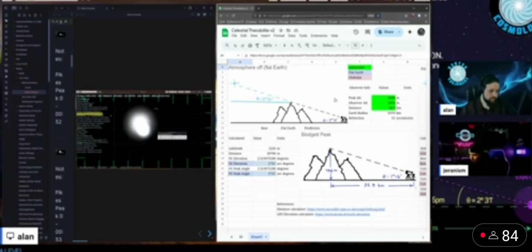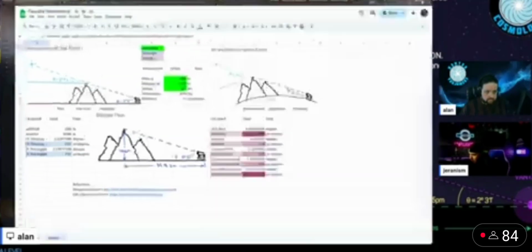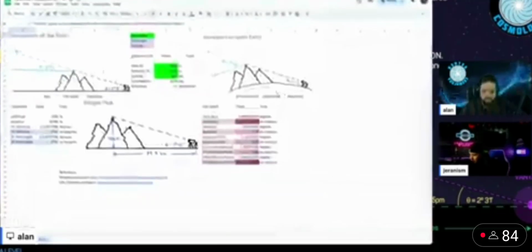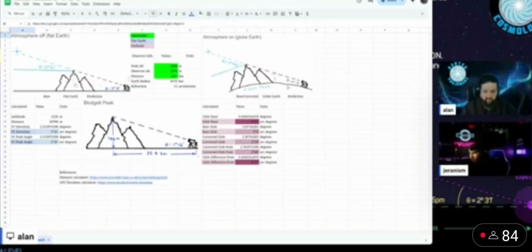You're just using straight the height of the mountain and the distance that you're from it and saying everything else is planar? Yeah. So all we're doing so far is seeing what the relative angle would be based on our distance using plane trig, and figuring out how much would be missing if there's a globe.